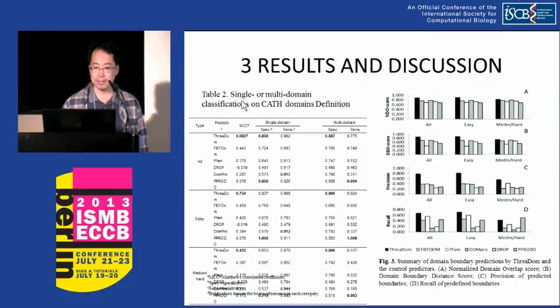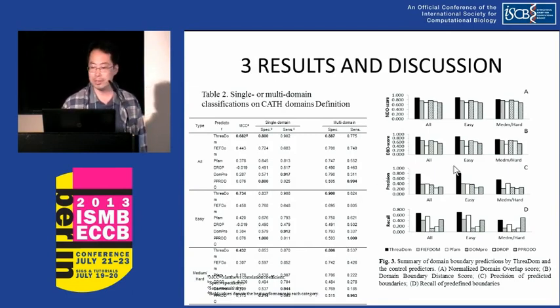The first test is a single domain or multiple domain classification. We can find that for the easy target or medium hard target, ThreaDom does the best. Here I want to say that for easy targets, ThreaDom is better than the 2 homology-based measures. For the hard or medium targets, ThreaDom is better than the other 3 ab initio measures.